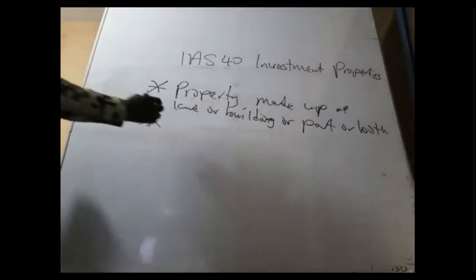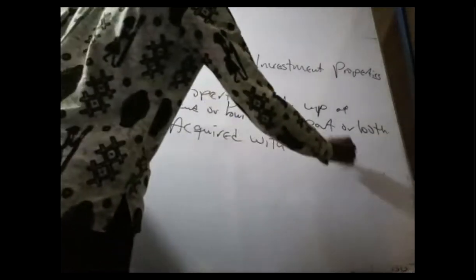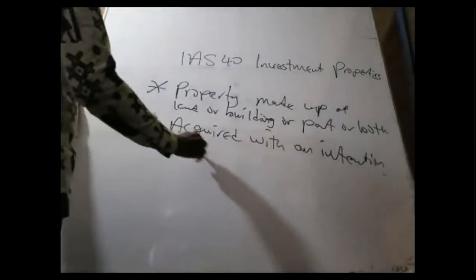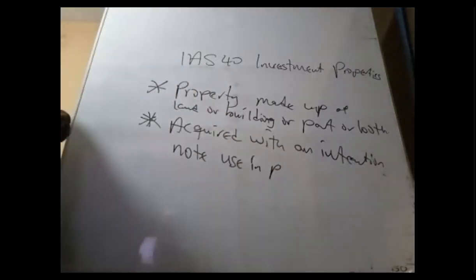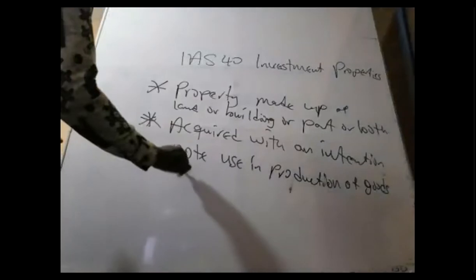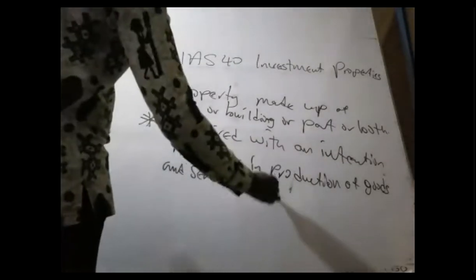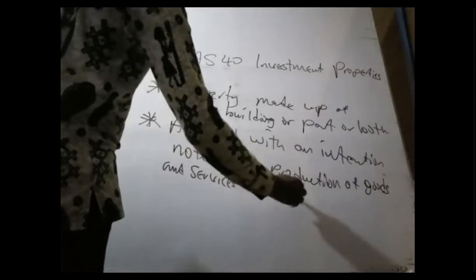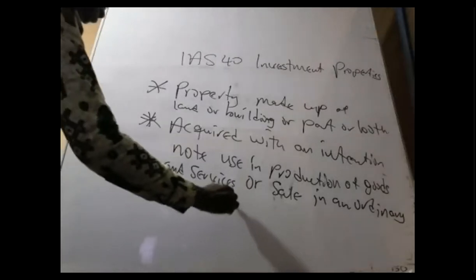Number 2, acquired with an intention not for use in production of goods and services, or for sale in an ordinary course of business. Ordinary course of what? Business.